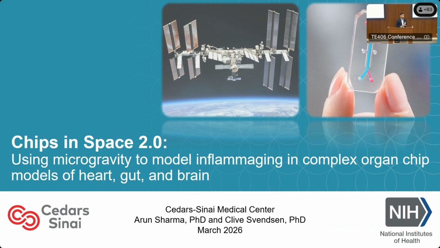Yeah. Thank you, Arun. Yeah, I just have a quick question about the heart, gut, brain. Are you going to have an individual organoid model for each one, or are they interconnected? So what's the rationale to have heart, gut, brain as the triangle?